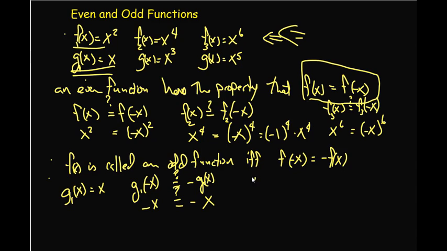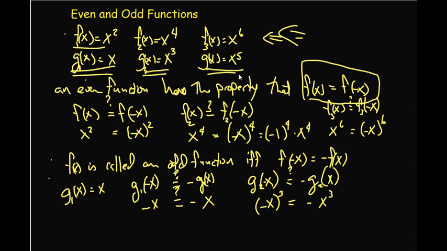Let's try another one. Let's try g2 of negative x. Is that equal to minus g2 of x? g2 is x cubed, so g2 of x is x cubed. If I put in minus x, I get minus x cubed. And over here, I get minus g2 of x, which is minus x cubed. So are these equal? Yes, they're equal. So this is also an odd function. And you can check this one, this is also odd.